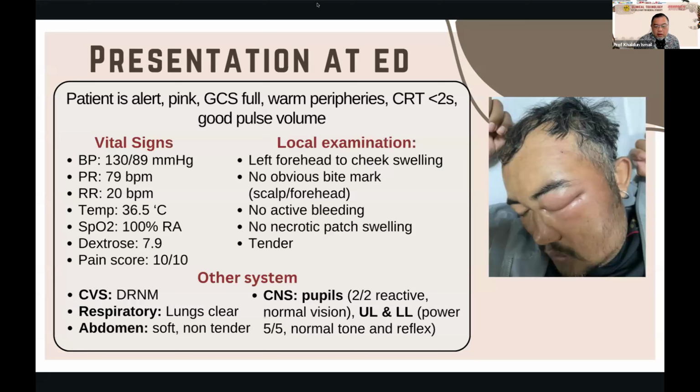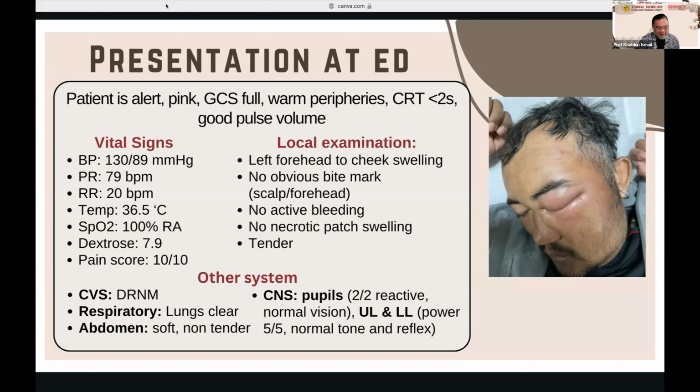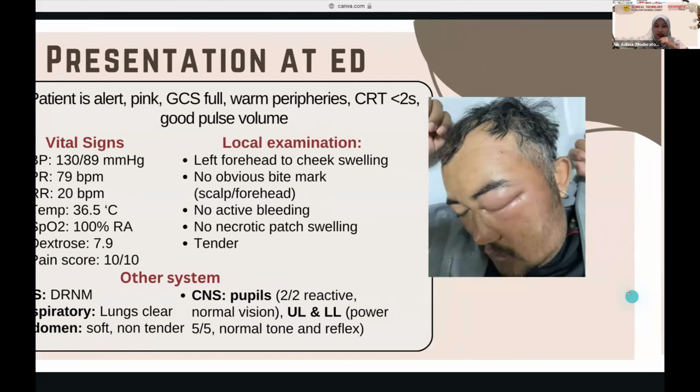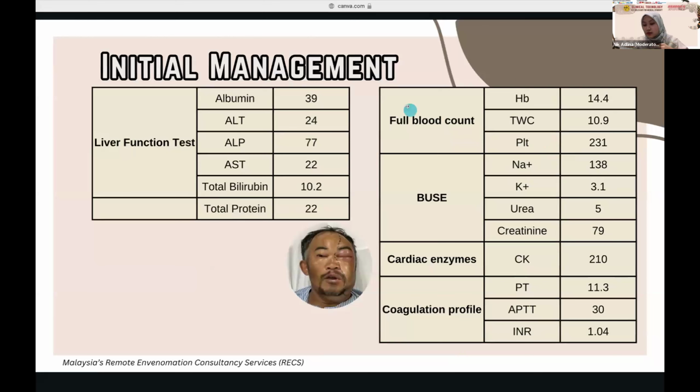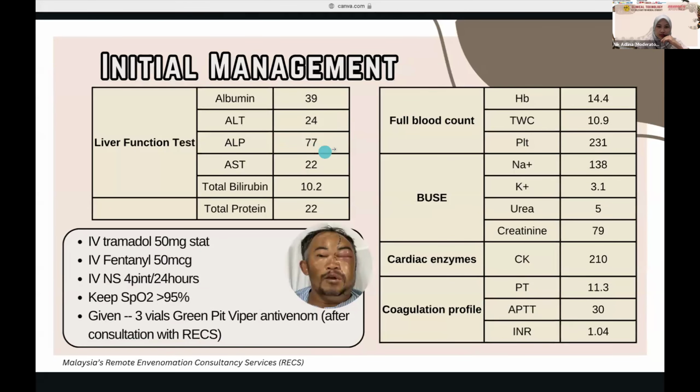Okay. All right. So what do we do next? I'll proceed with the initial management at the emergency department. Serial blood investigations were sent, and the results were all normal. He was given analgesics, intravenous tramadol and intravenous fentanyl, then intravenous normal saline, one pint over 24 hours, and monitored to keep oxygen saturation more than 95%. For the antivenom, he was given 3 vials of green pit viper antivenom.